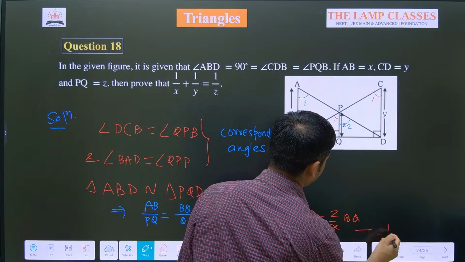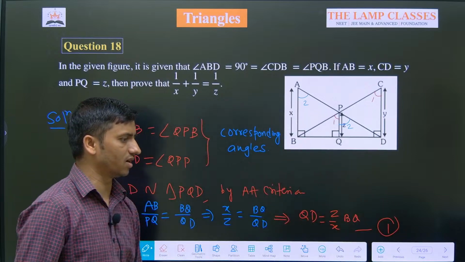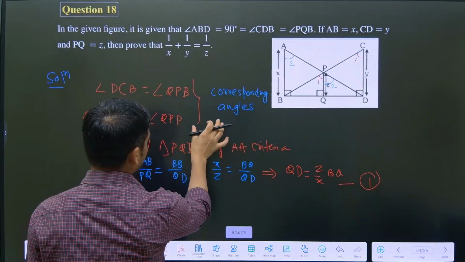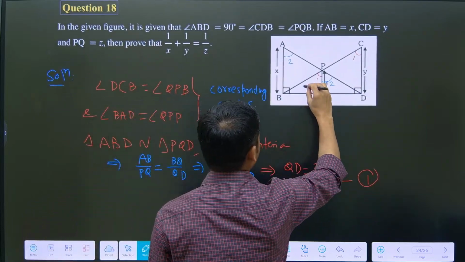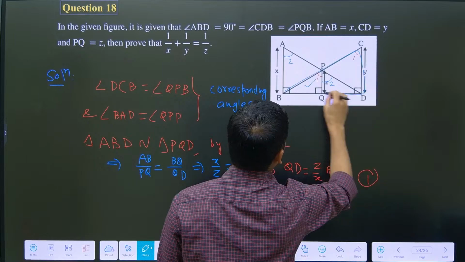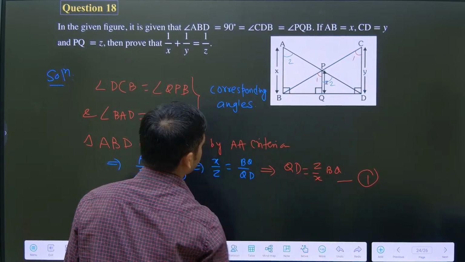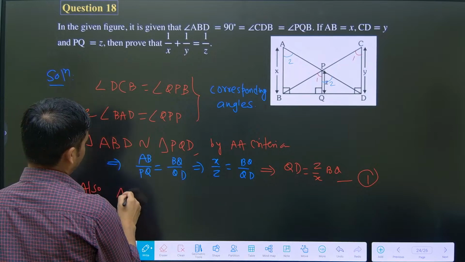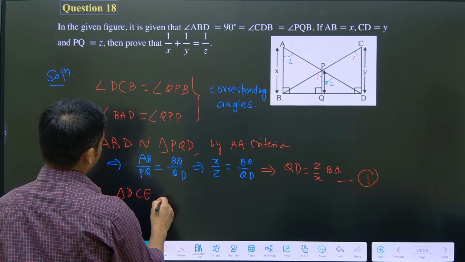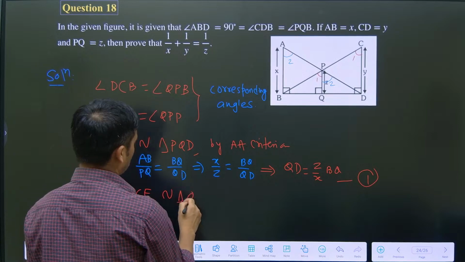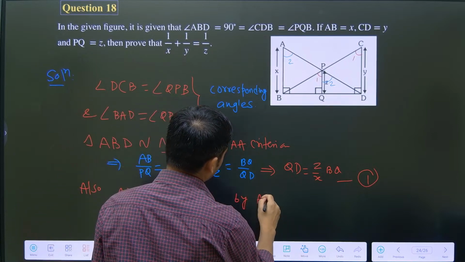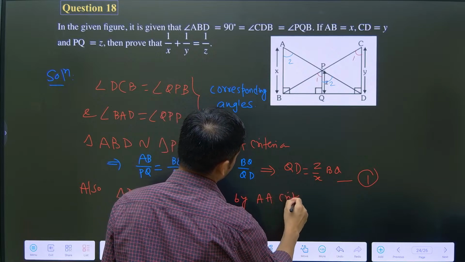Can I write this as equation number 1? Did we all reach till here? सबका आ गया यहाँ तक क्या? We have to do the similar thing to the other side. ये छोटू triangle and then this bigger triangle. Also, triangle DCB is similar to triangle QPB, again by same AA criteria.